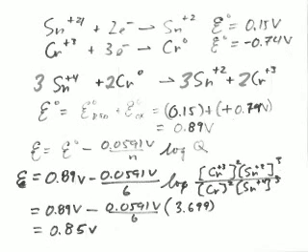Put in those concentrations, we get 5,000, so the log of 5,000. So 0.0591 divided by 6 times 3.699, and we find out that the potential of the cell, as written, would be 0.85 volts.